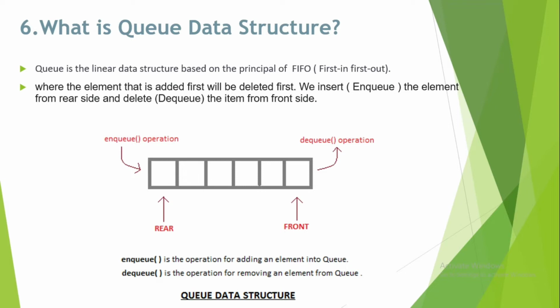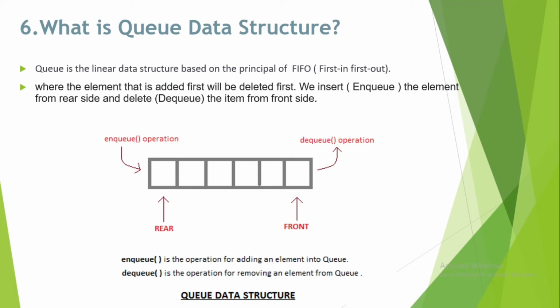So sixth question is what is Queue data structure. Queue is a linear data structure based on the principle of FIFO, first in first out. So if we insert any particular variable first, then that will be deleted first. We insert or enqueue that element from the rear side and delete from the front side. As you can see in the diagram, we have two sides.